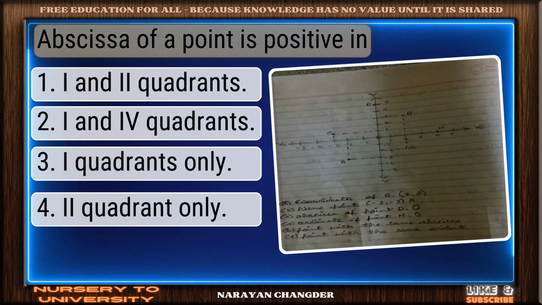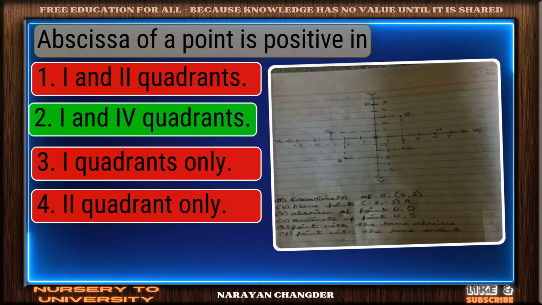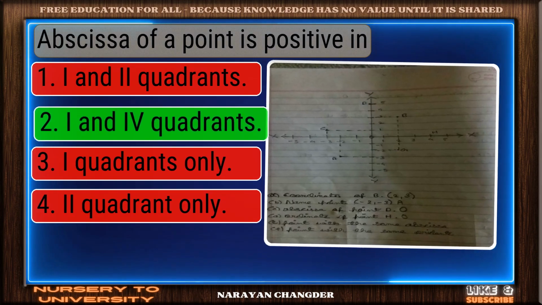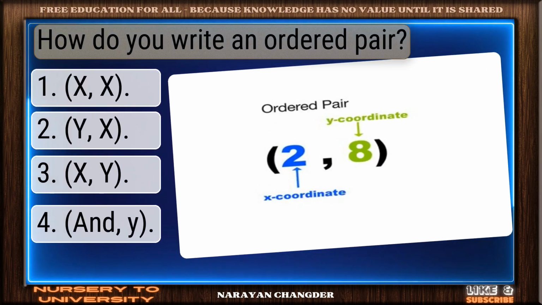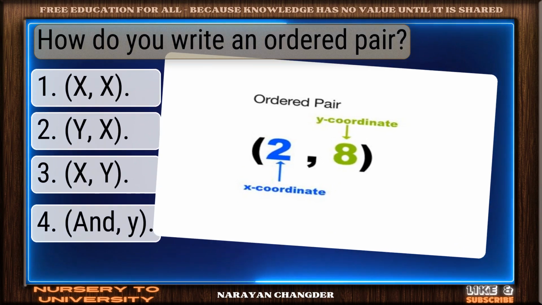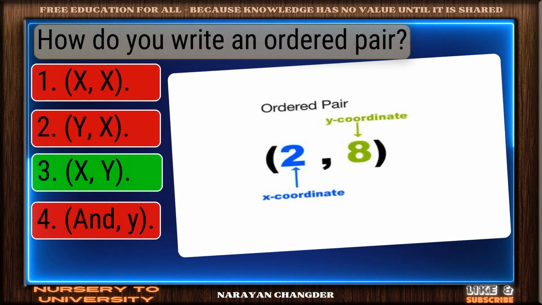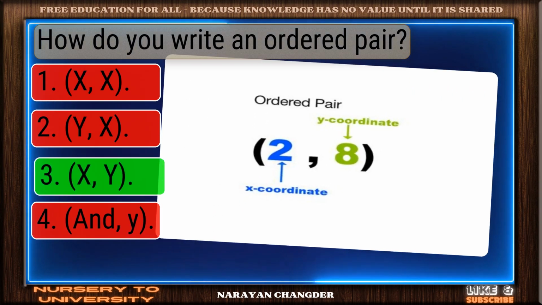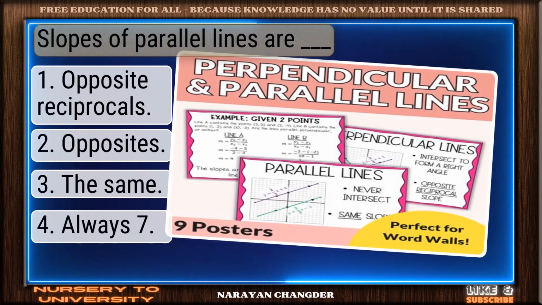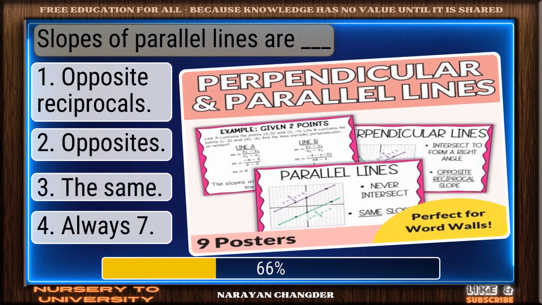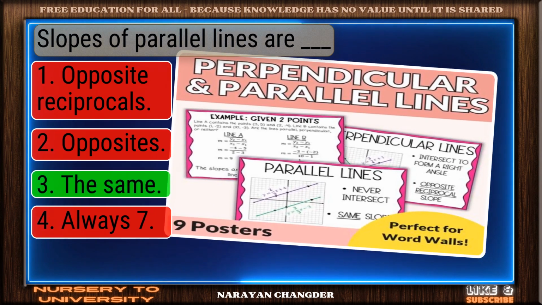Question number 175. Abscissa of a point is positive in. Exactly. I and IV quadrants make sense and it is the right choice. Question number 176. How do you write an ordered pair? Nice selection is the correct and valid answer. Question number 177. Slopes of parallel lines are dash. Strong choice. The same is the right answer.